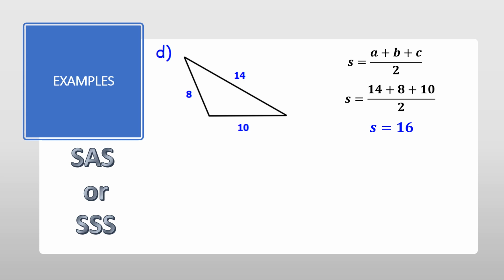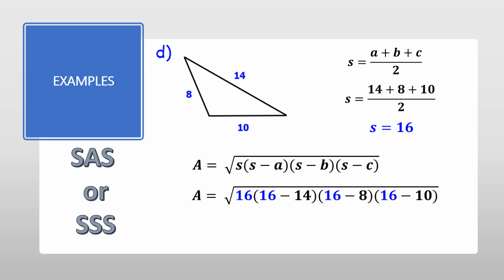We substitute this value into our equation for the area, the square root of S, multiplied by S minus each of those sides individually. You can simplify them or just write them as the square root of 16 multiplied by the product of 16 minus 14 multiplied by the product of 16 minus 8, and then multiplied by the product of 16 minus 10, which would be 16 multiplied by 2, multiplied by 8, and multiplied by 6. You can type it straight in just like it is.